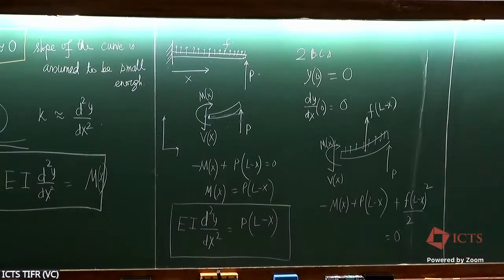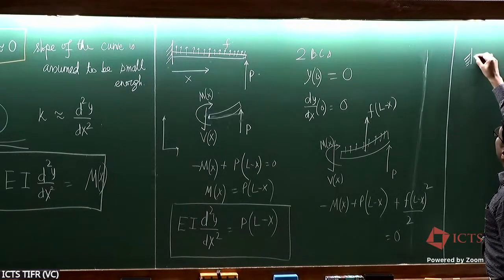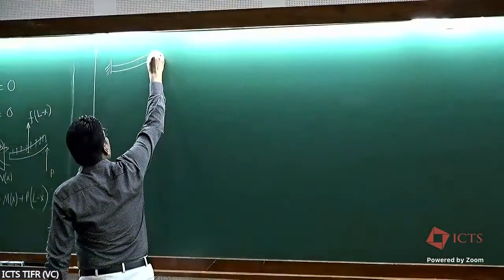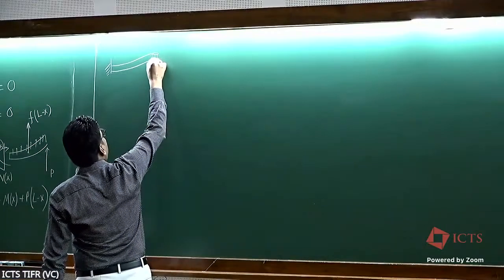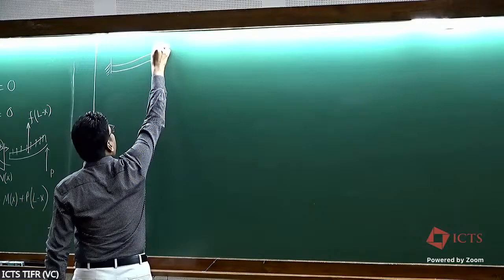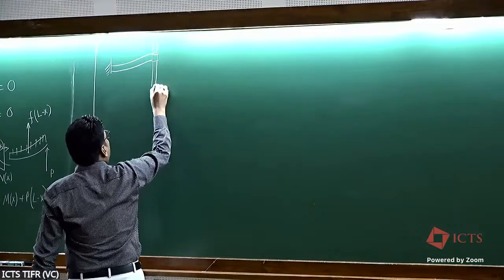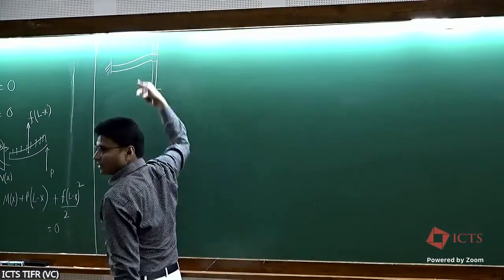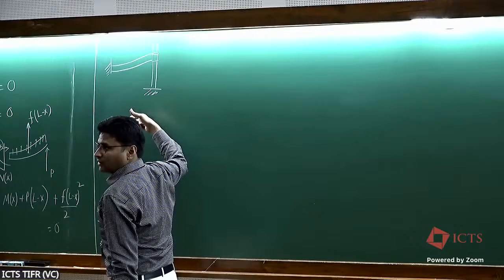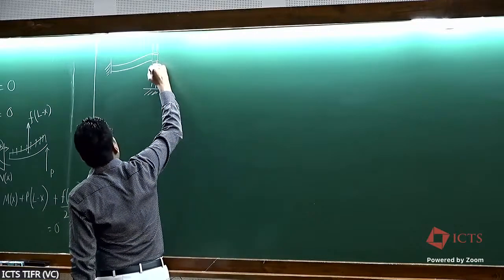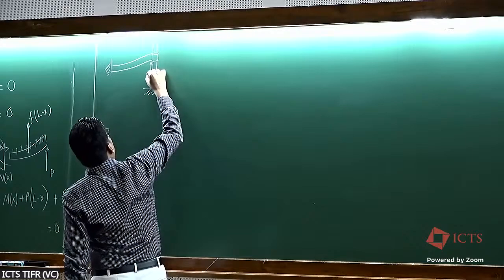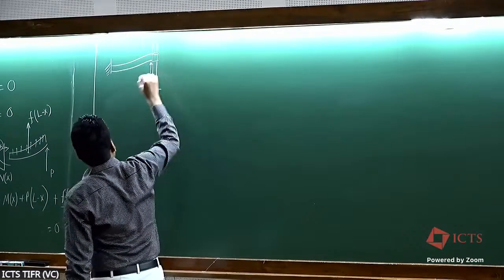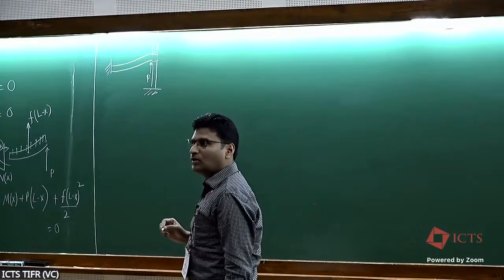There can be several interesting cases here. What if your beam is such that when it deforms, you have a frictionless collar here, and there is a rod here along which this can slide up and down? You are applying a load here of magnitude P. So how do you solve this problem?